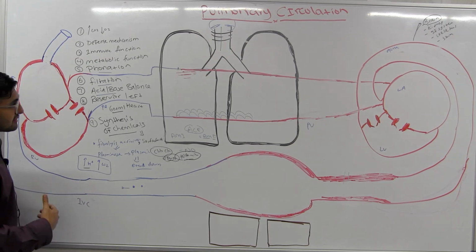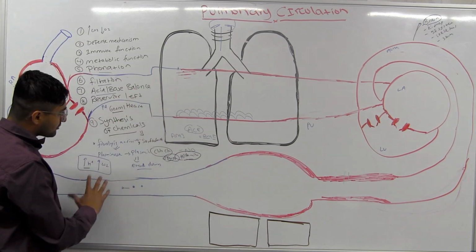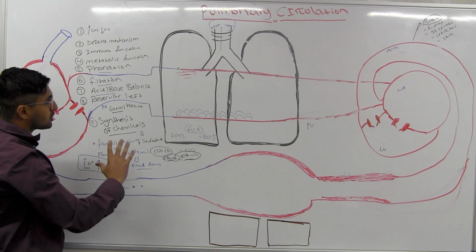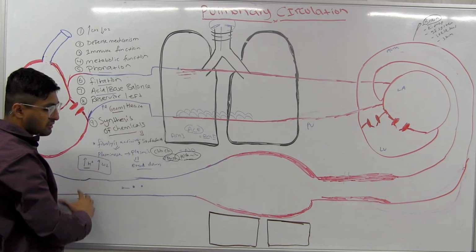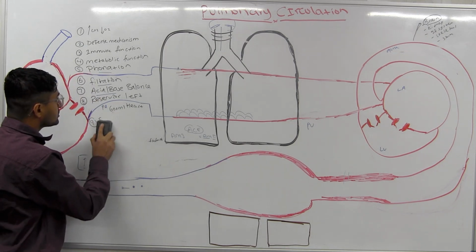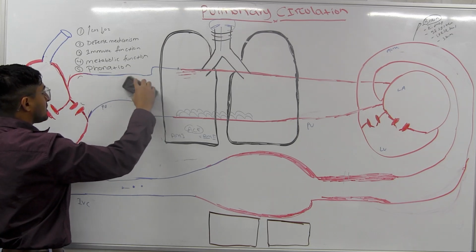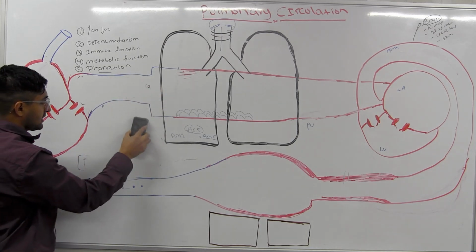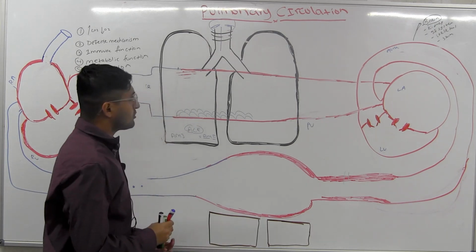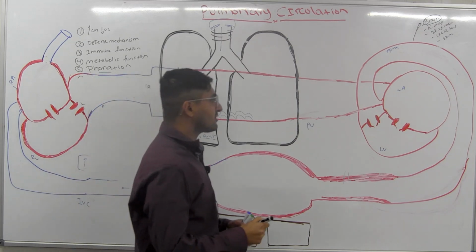Now let's talk about the whole pulmonary circulation. We'll talk about the difference between the pulmonary circulation and the systemic circulation. So let me just erase this part. The first thing we have to know is the pressures in each one of them. Generally, what is the pressure in your left atrium?